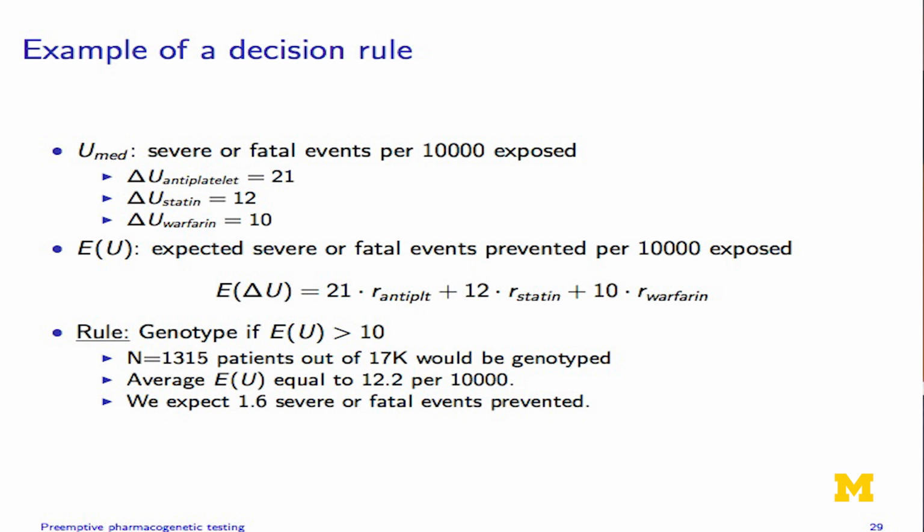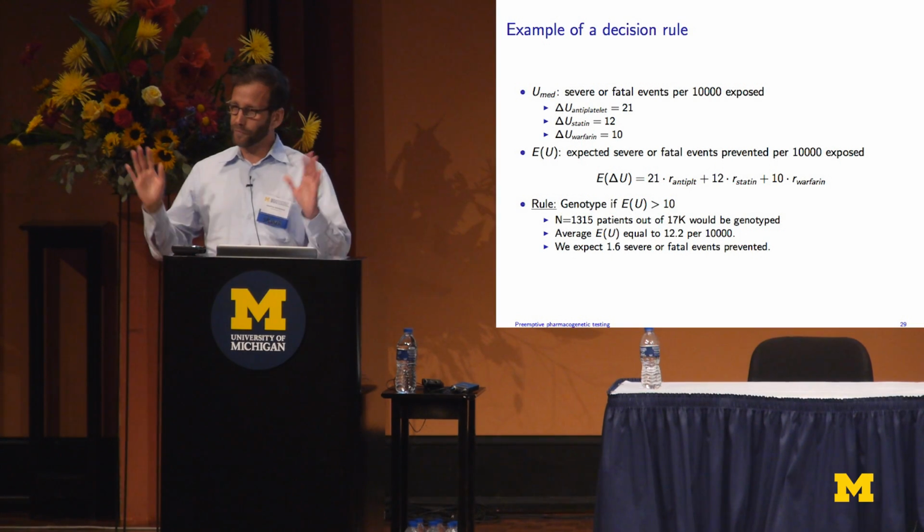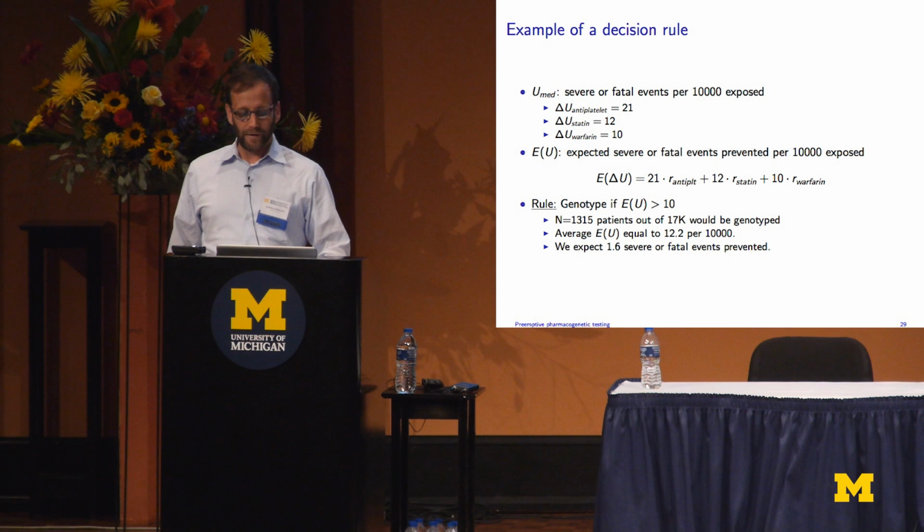So we can consider that. The utility I've been discussing is severe or fatal events per 10,000 people exposed to the medication. For antiplatelets, we just estimated that could be around 21. We're doing this for the statins and for warfarin as well, and let's just pretend that we know what those numbers are: 12 for statins and 10 for warfarin.